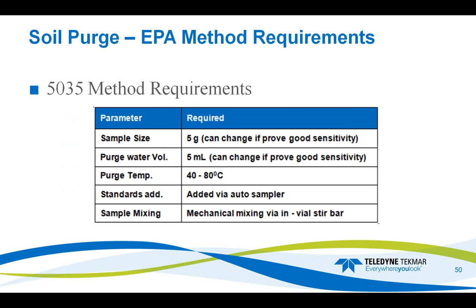It is highly recommended that we use 5 grams of soil. However, if you do your initial demonstration of capability and prove that you can get excellent sensitivity with less soil, or if you show that you need more soil to get good sensitivity in samples, we can do that. Our main constraint here becomes our ability to effectively weigh out the sample.